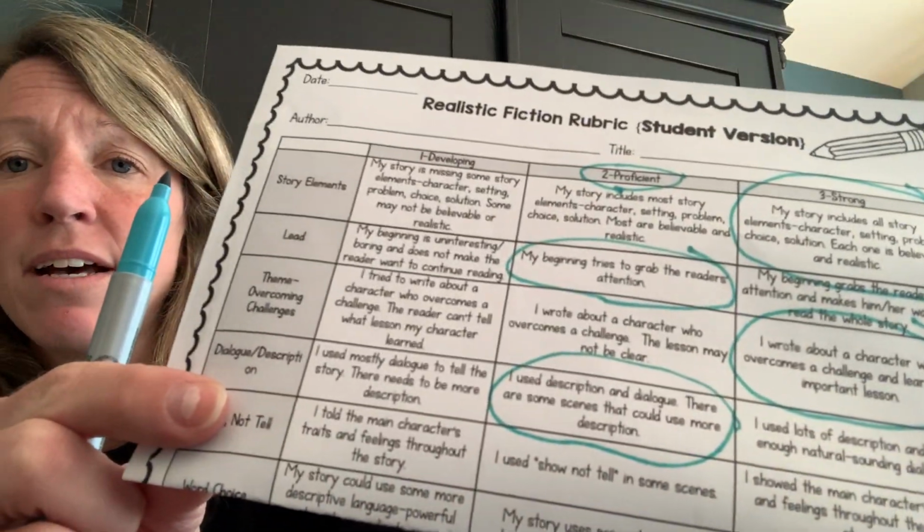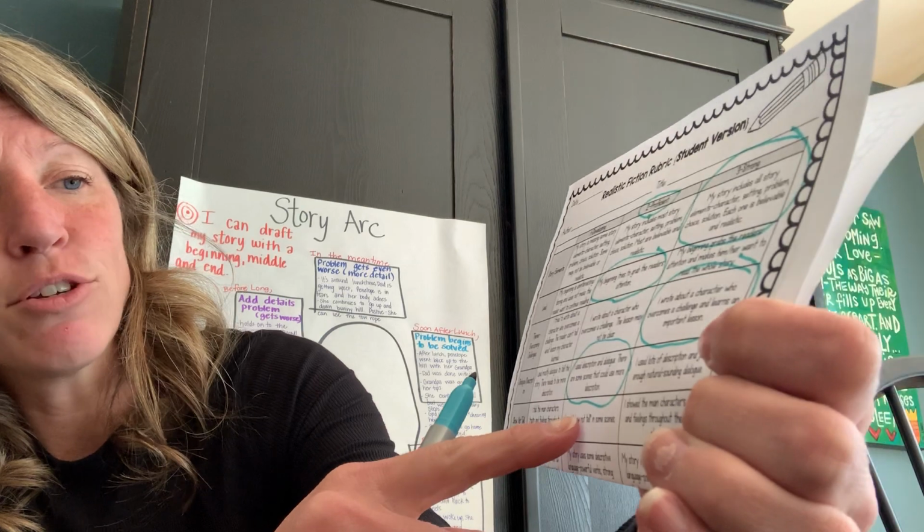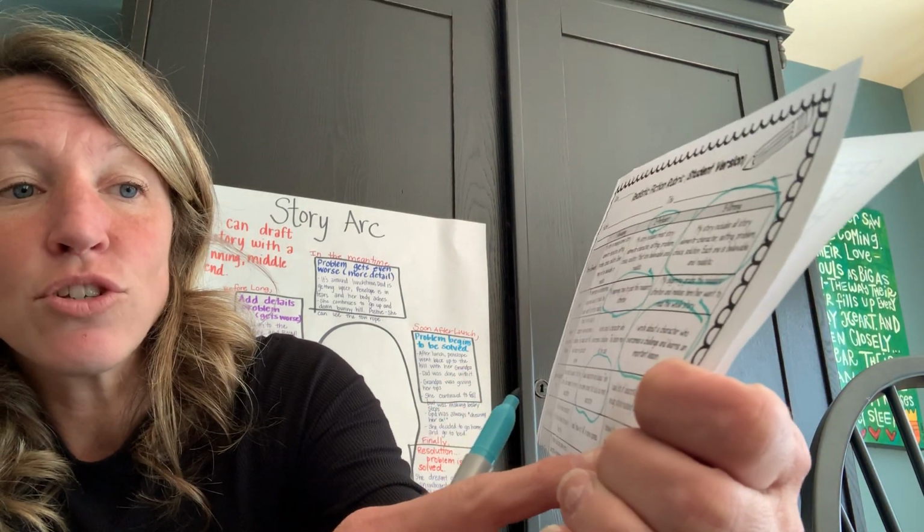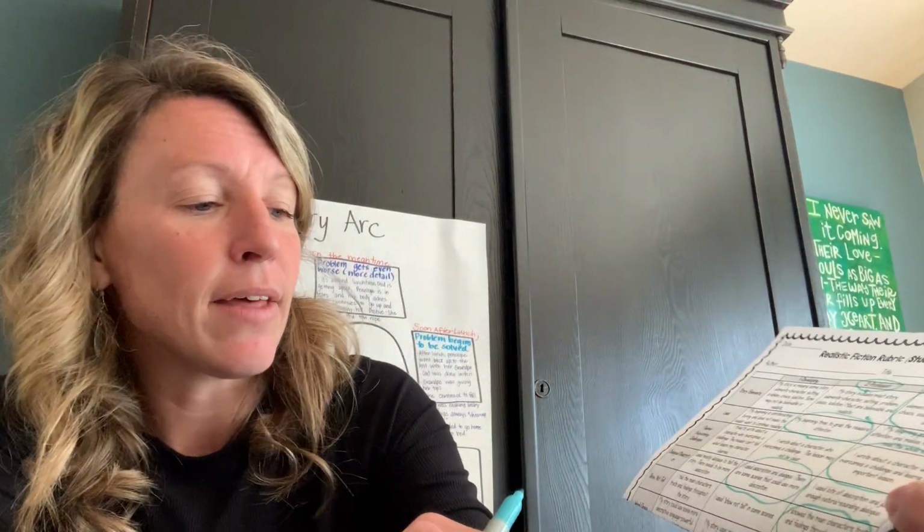Here's the show, not tell. It says, I use show, not tell in some scenes. I showed the main character's traits and feelings throughout the whole story. I definitely think I showed Penelope's traits throughout the whole story using show, not tell. Not only Penelope's, but I also used her dad's, even her grandpa's, right? Him cheering her on the way. So I would give myself a 3 there.